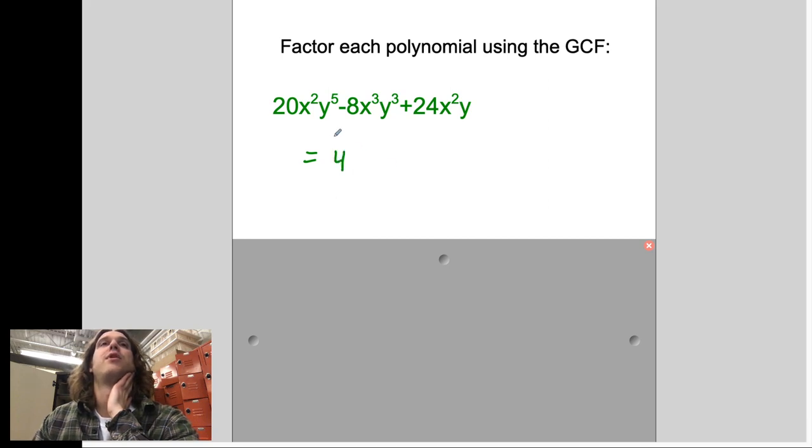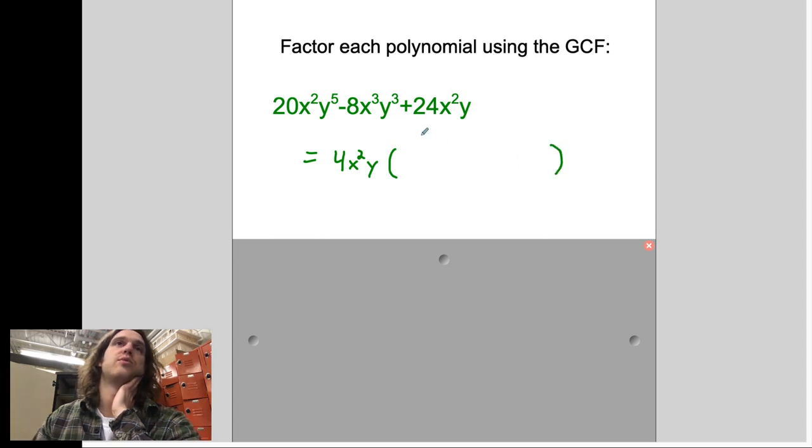Now let's think about the variables. How many x's do they all share? This one has 2, this one has 3, this one has 2, so they all have at least 2. This one has 5, this one has 3, this one has 1. They all have at least 1. Basically, you take the smallest power of the terms that are present. And now we have to go through and write what is remaining. And this is what's a little bit hard.